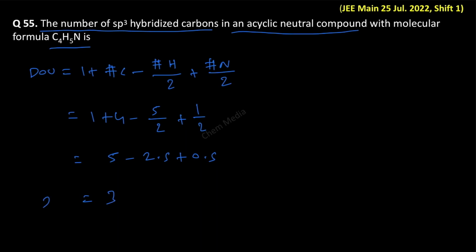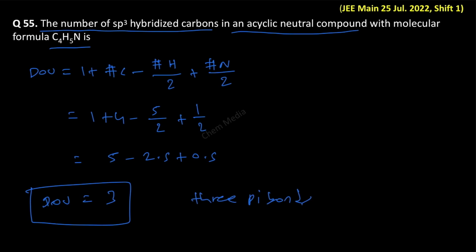Therefore it is 3, which means that we can have 3 pi bonds, isn't it? 3 pi bonds are possible. That could be either 3 double bonds or 1 triple bond and 1 double bond. Both possibilities are there. And the question says we have to draw an acyclic neutral compound. In that we have to find the sp3 hybridized carbons.